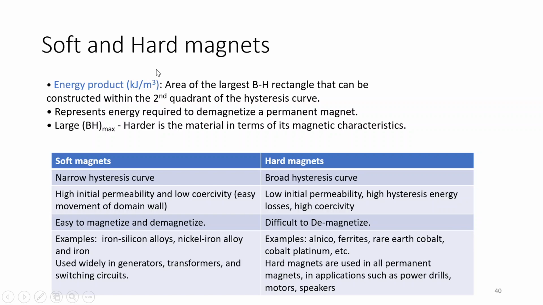Next, magnets can be classified into two categories: soft and hard magnets. This is based on the applications as well as their properties. So, energy product, kilojoule per meter cube. This is the area of the largest BH rectangle that can be constructed within the second quadrant.